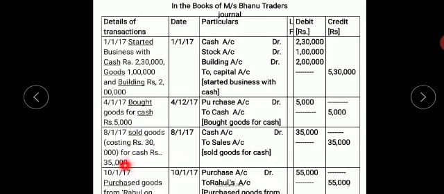I am selling at what rate, only that is to be considered when two amounts are given in the transaction.